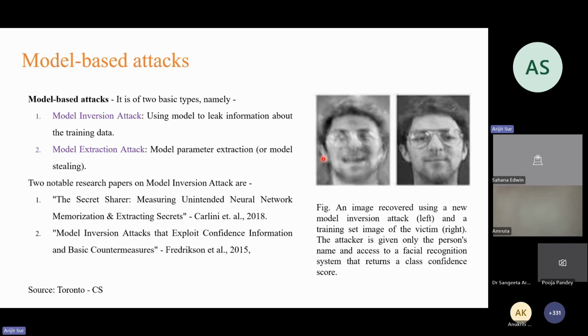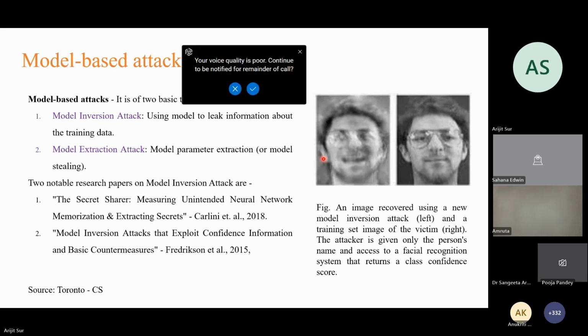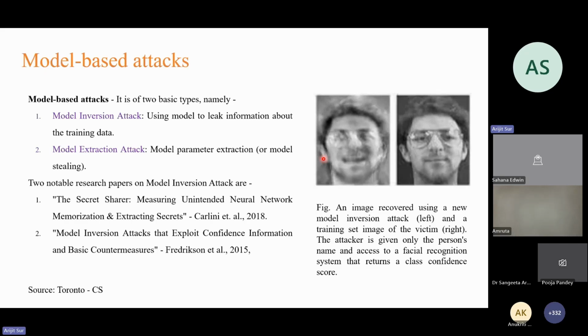You can look at these two papers also. Another important attack is called the model extraction attack. That means can we get some idea about the model parameters or algorithm, so that we can mount the attack? This is called model stealing. So these two model-based attacks are the model inversion attack and the model extraction attack.